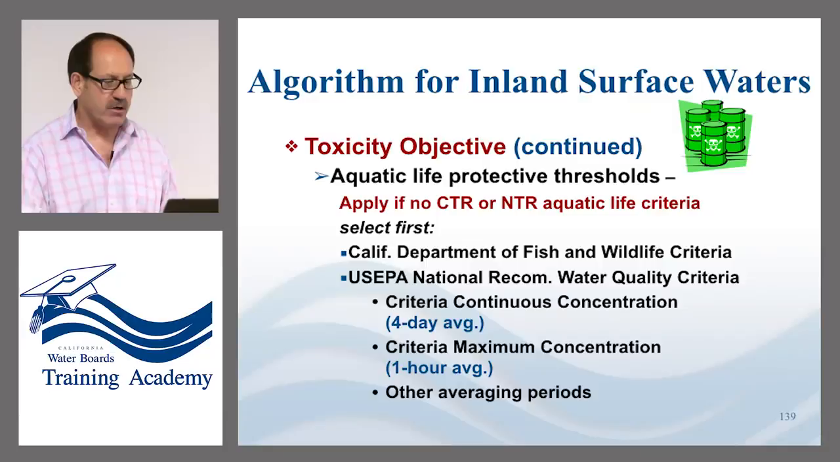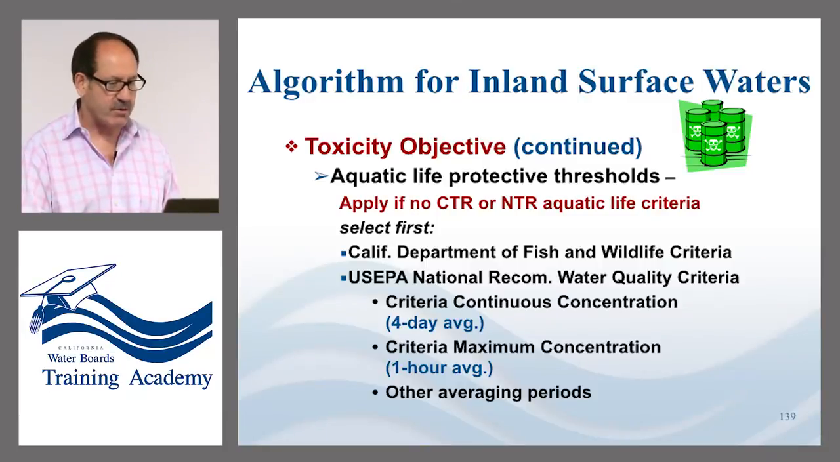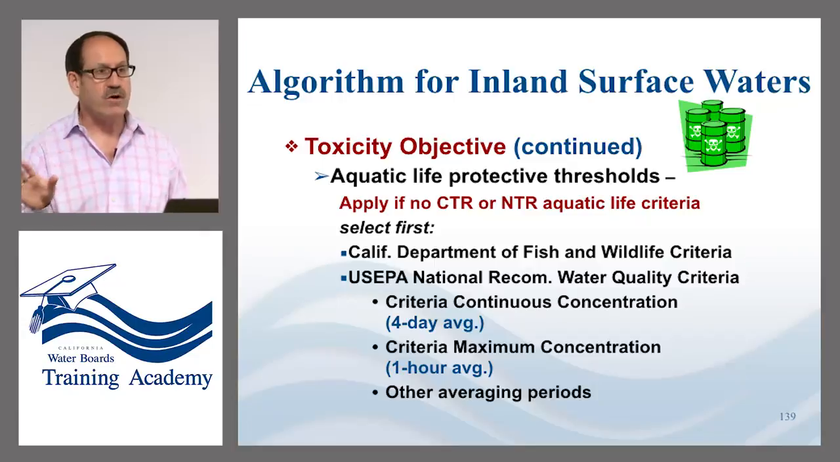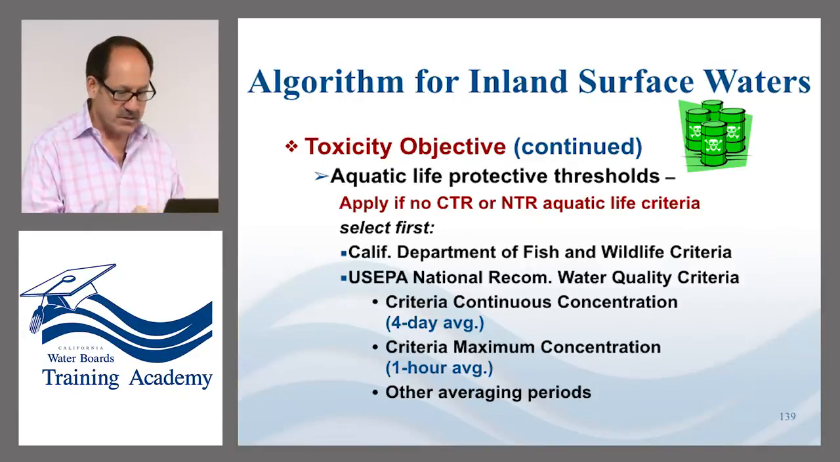Two averaging periods, 4-day average, 1-hour average. There may be some slight variations in the averaging periods. You've got to protect against both acute and chronic toxicity, so you'd write those both down. Again, you do those if you don't have a CTR or NTR criterion that does the same thing.